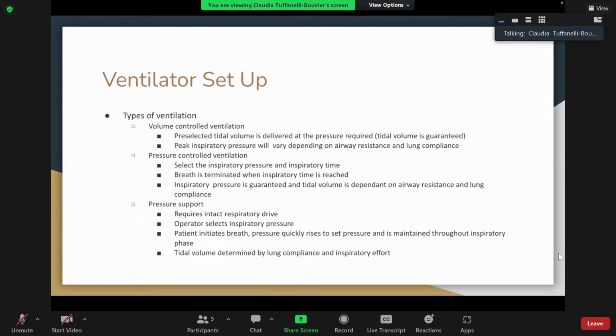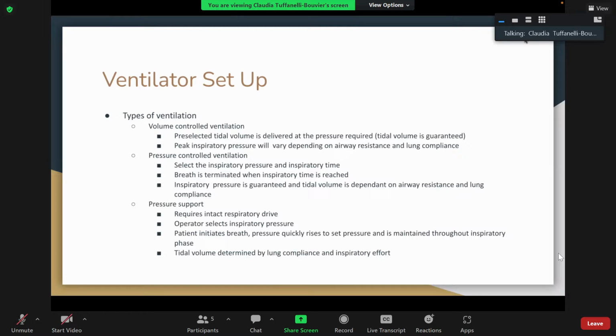Probably the most complex part of a ventilator is the type of ventilation. So the first one you can pick is volume controlled ventilation. With that, you're going to select a specific tidal volume. Based on your patient's ideal body weight, you select the tidal volume, and then that amount of volume is going to be delivered with each breath. Basically the volume is set and the pressure is variable, so that it allows the patient to get as much of the volume as you want.